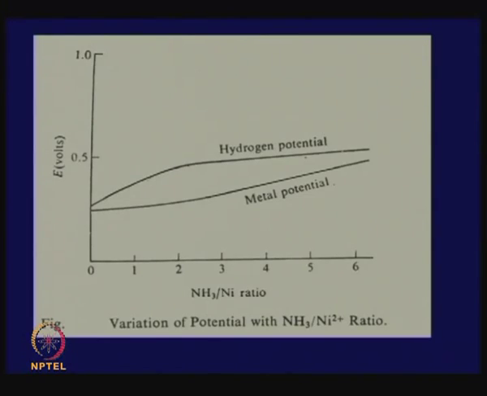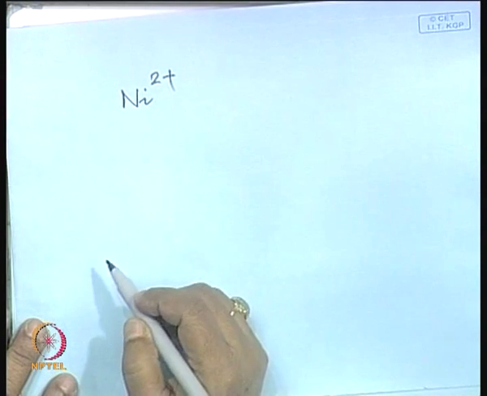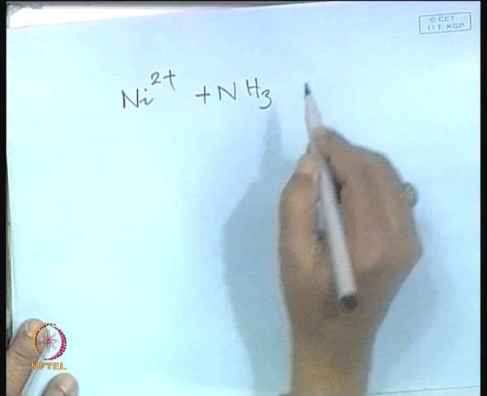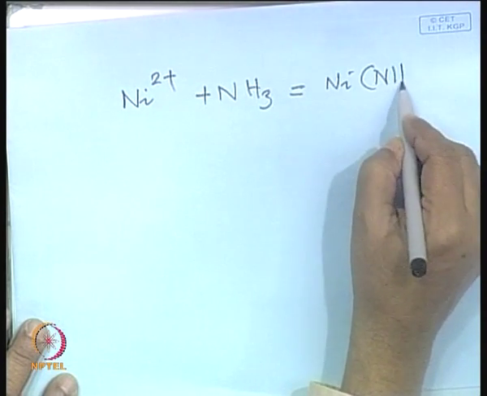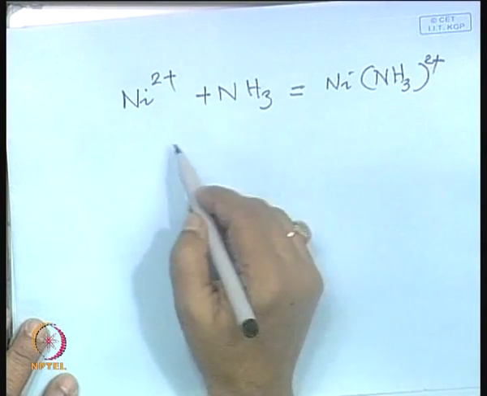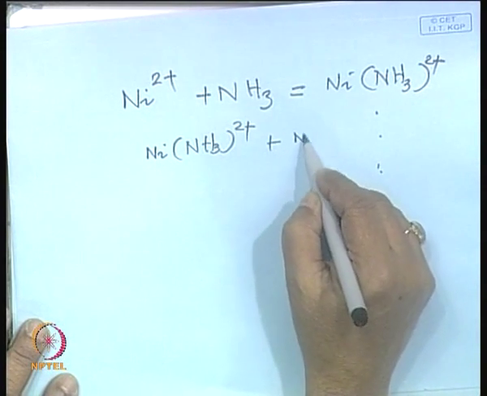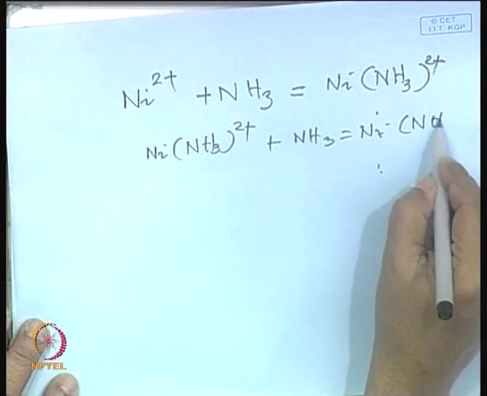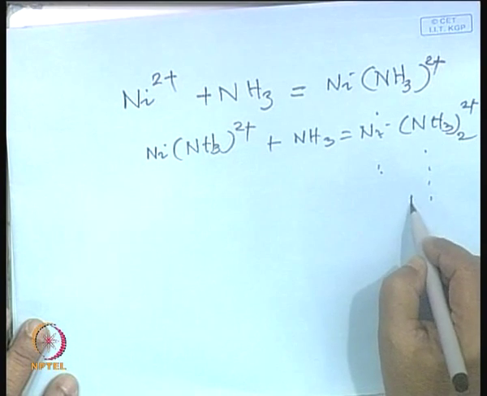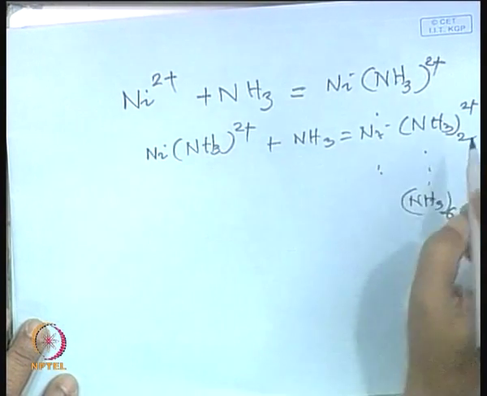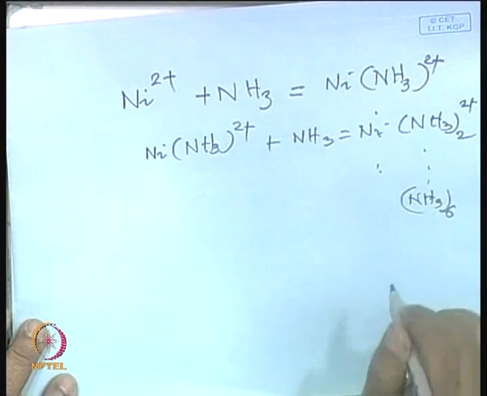Now, a lot of work has been done to find an optimum condition. People have found that yes, there is an optimum condition. Incidentally, what do I mean by nickel amine? Ni2+ in aqueous solution can react with ammonia to produce what we call an amine, and there can be higher amines also: Ni(NH3)2+, plus NH3, Ni(NH3)2 2+, and it can go up to Ni(NH3)6. The higher the amine, the more stable the nickel becomes.